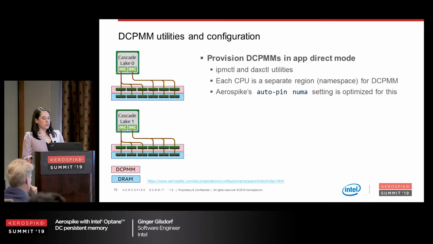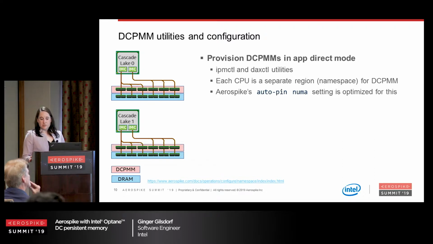So the first thing that you do is just provision them and say, I want to use this media in app direct mode instead of memory mode. There are some utilities out there that are being integrated with Linux. They're fairly easy to use. Again, the memory attached to each CPU is a separate region. You're not going to see the entire persistent memory region in one namespace.